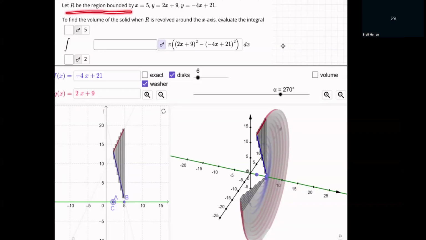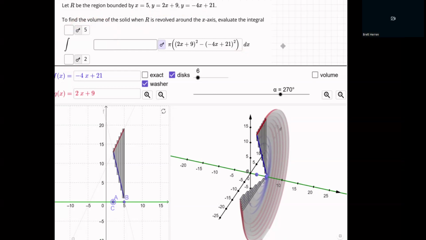Let R be the region bounded by x equals 5, y equals 2x plus 9, and y equals minus 4x plus 21. To find the volume of the solid when R is revolved around the x-axis, what's the integral? And so there it is. How did we come up with that?